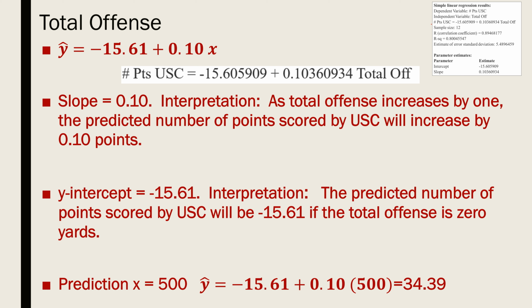After we get the StatCrunch result, we can get the prediction line. Number of points is y hat. This number here is the intercept. This number is the slope times total offense. Total offense is also x.